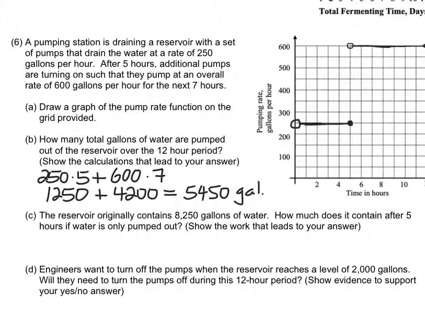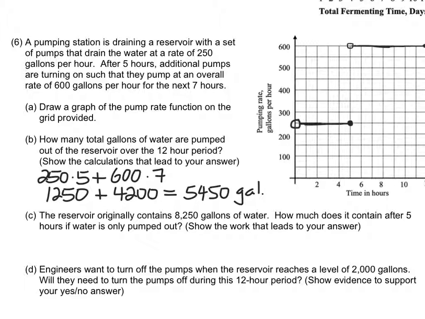Yeah, so the graph should be easy enough for these kinds of problems because it's really just making sure that what you have here is consistent with the units on the y-axis, and then after that it's just multiplication. But then we get: the reservoir originally contains 8,250 gallons of water. How much would it contain after 5 hours?